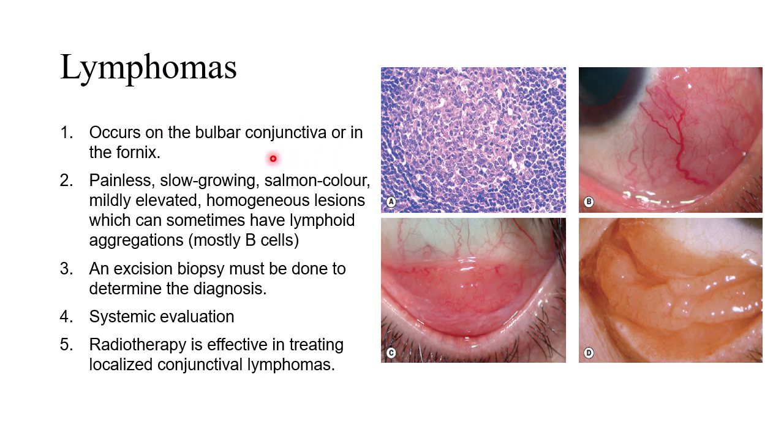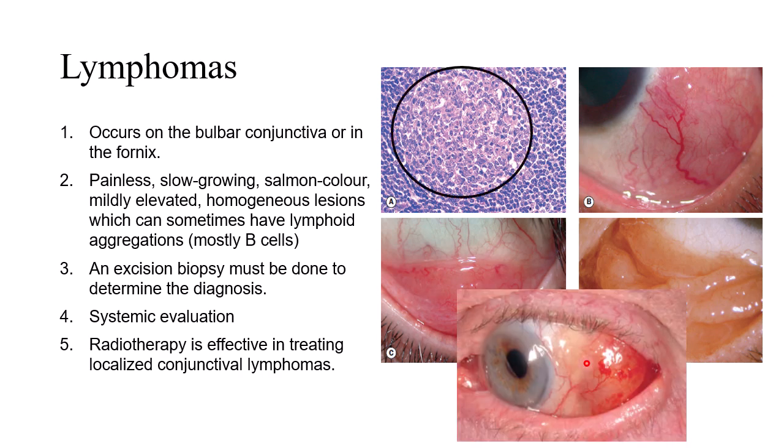Lymphomas usually occur on the bulbar conjunctiva or the fornix. They are painless, slow-growing, salmon-colored masses. Whenever you see a lymphoma, you have to rule out a systemic malignancy such as leukemias and non-Hodgkin or Hodgkin lymphomas. Also, you must do a systemic evaluation. Lymphomas are quite amenable to radiotherapy. Also, you have to rule out amyloidosis. Even amyloidosis can have this appearance.